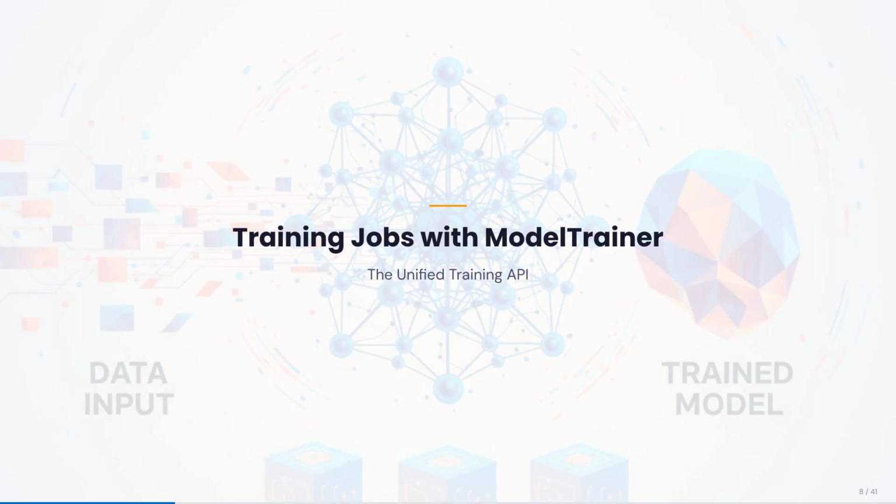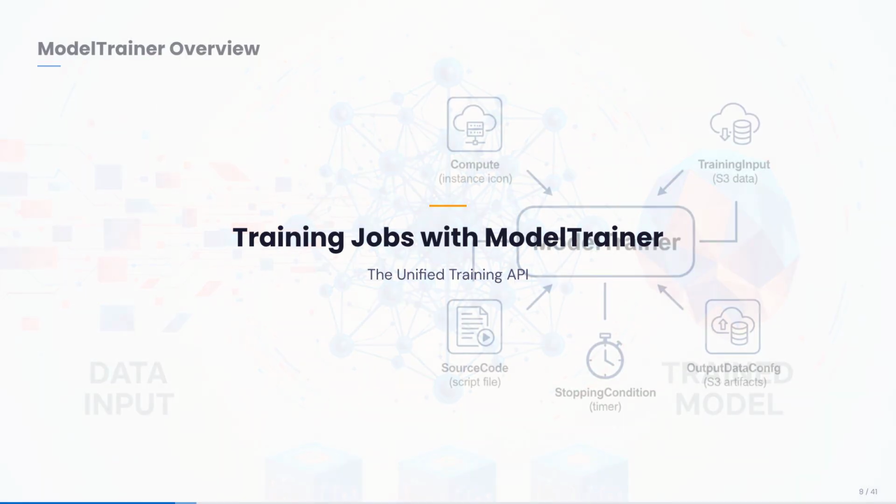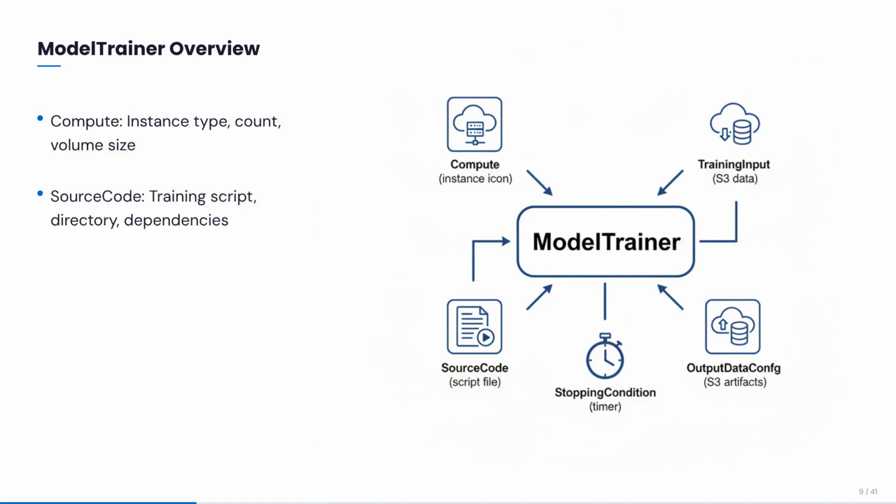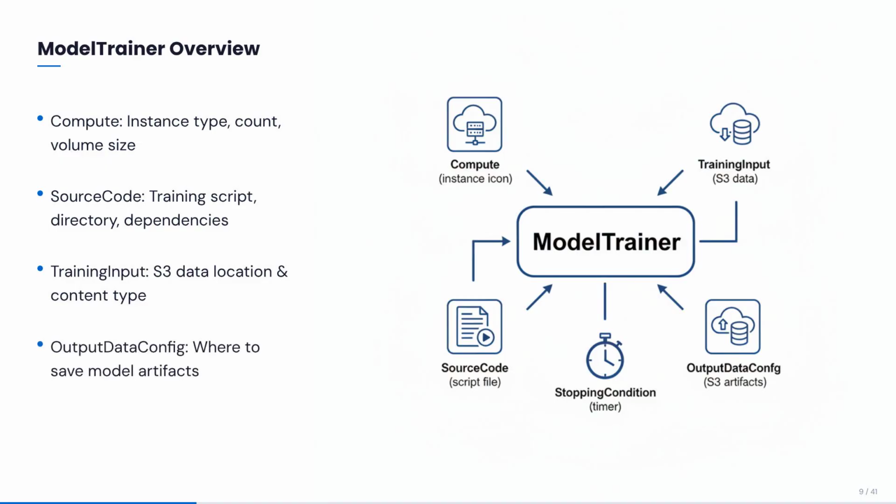The SDK v3 introduces Model Trainer as the single unified class for all training operations, replacing the many framework-specific estimators from v2. The model trainer uses structured configuration objects. The compute config specifies your instance type, count, and volume size. Source code defines your training script, source directory, and dependencies. Training input configures your data location in S3 with content type. Output data config tells SageMaker where to save model artifacts. And stopping condition sets the maximum runtime to prevent runaway costs.